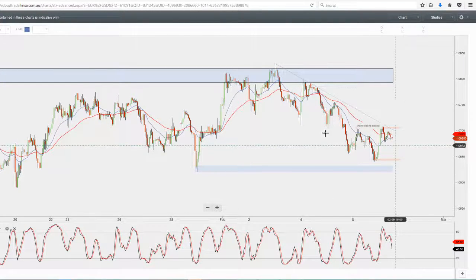Oh, it's useless when you can't see it, isn't it? Let's just try that again.